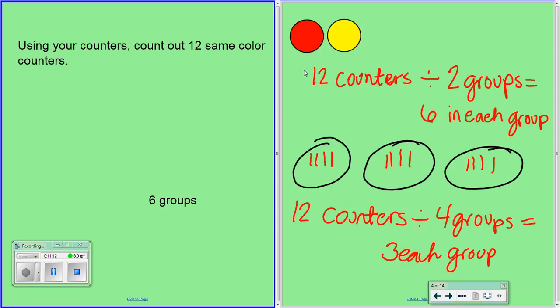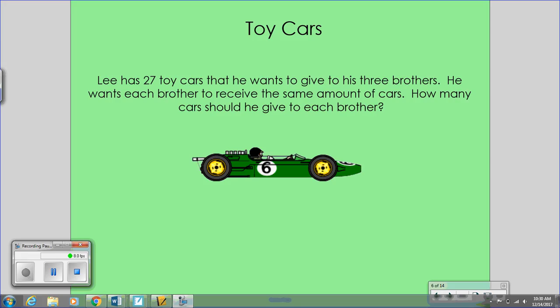Go ahead and put your counters up. Same first step always. Courtney, can you read that problem aloud, please? Lee has 27 toy cars that he wants to give to his 3 brothers. He wants each brother to receive the same amounts of cars. How many cars should he give?